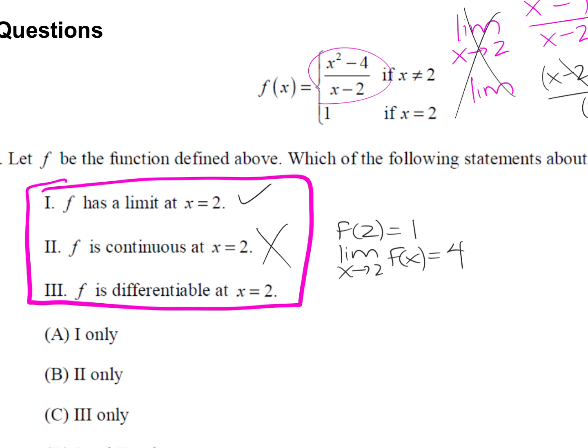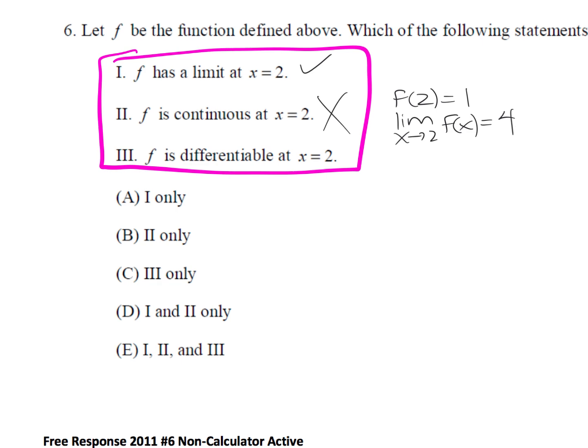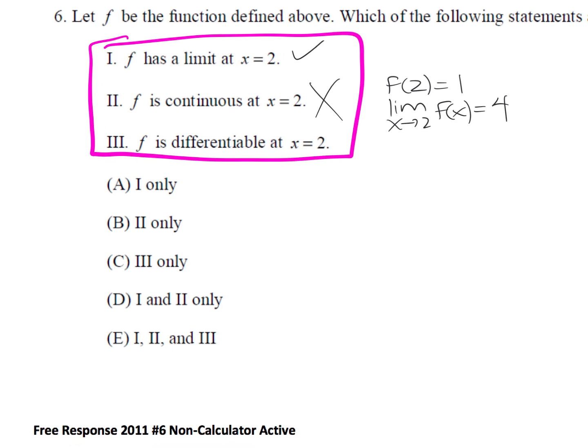Well, this is unit 1. You don't know anything else in calculus right now, okay? Later on, you will know what differentiable means. It means you can take the derivative of it, okay? We don't know this yet. Since we don't know this, let's see if we can even figure it out, because we're smarter than the test. What answers can we eliminate right now?